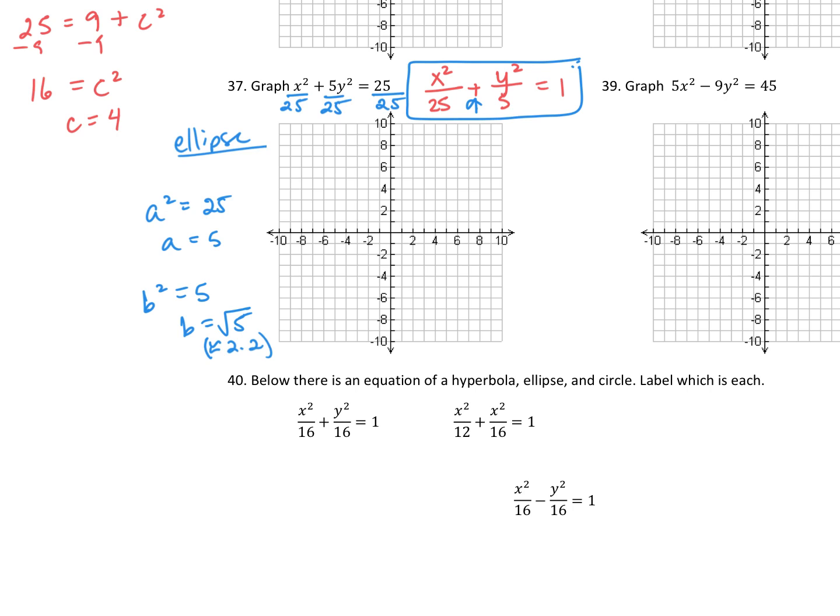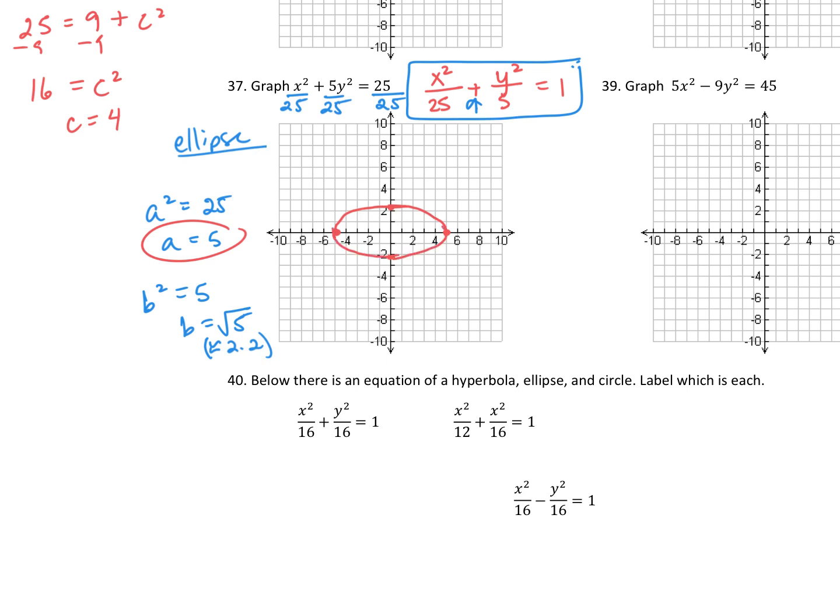So our vertices will go on the x-axis. Our vertices are going to be our a value. So we're going to go from the origin 5 to the right, 5 to the left. Those are our vertices. The co-vertices are our b value. Those go on the minor axis. So that square root of 5, which is about 2.2, we'll estimate up about 2.2. I'm going to go down about 2.2.